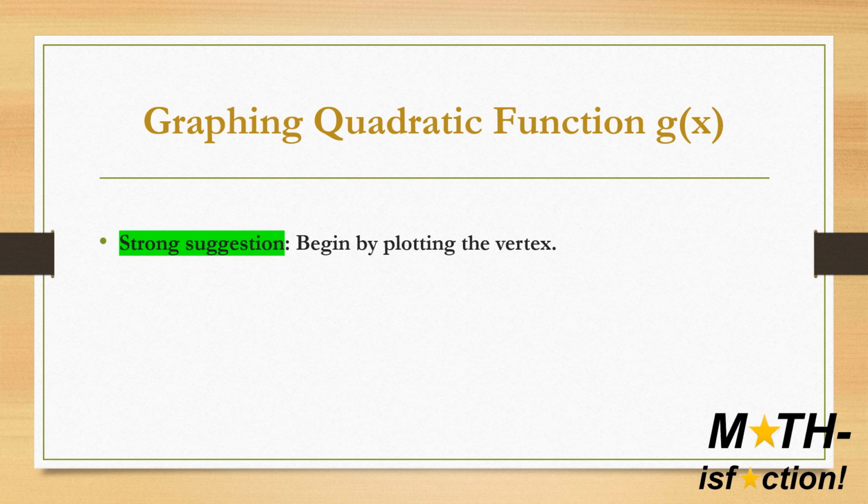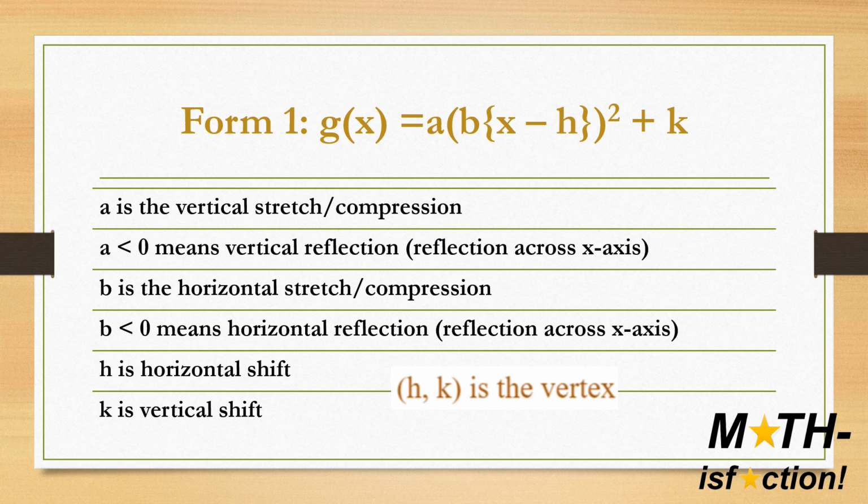When you graph a quadratic function, I strongly suggest that you begin by plotting the vertex. Here is the first of two forms I will show you for quadratic functions. Going from left to right, A represents the vertical stretch or compression. When A is less than 0, you have a vertical reflection. B represents the horizontal stretch or compression. When B is less than 0, you will have a horizontal reflection. H is the horizontal shift and K is the vertical shift. Therefore, (H, K) is the vertex.